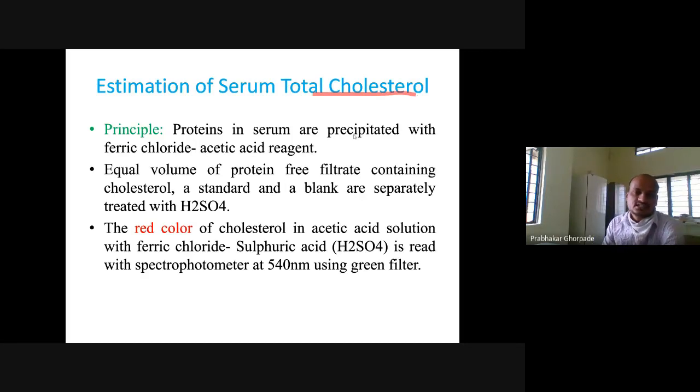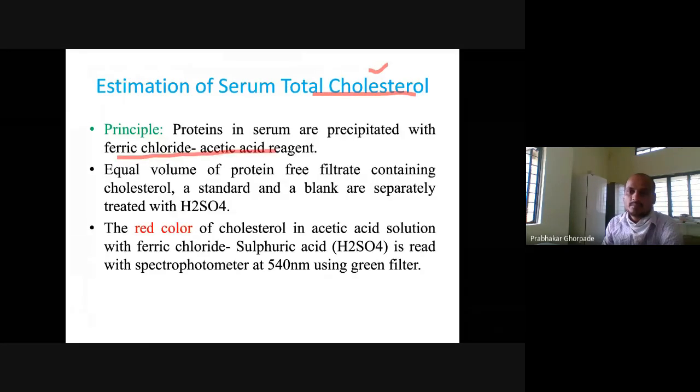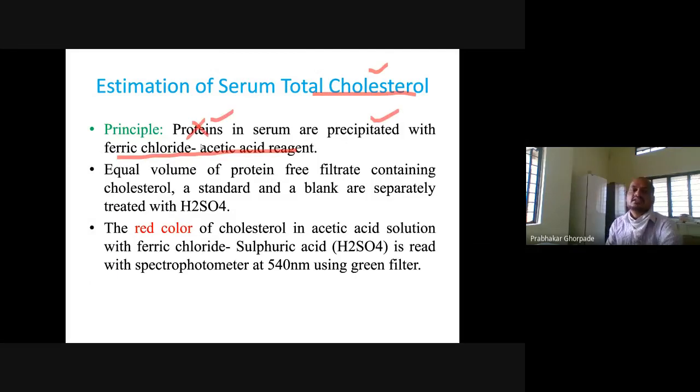The proteins in the serum are precipitated with the ferric chloride and acetic acid reagent. Again, we are interested in the cholesterol estimation. In this principle, we are using ferric chloride and acetic acid reagent to precipitate our protein. We don't want our protein here because we are not estimating protein, so we are precipitating it.